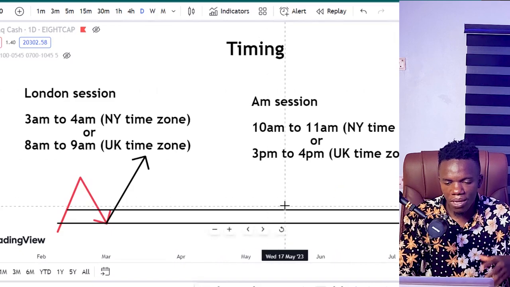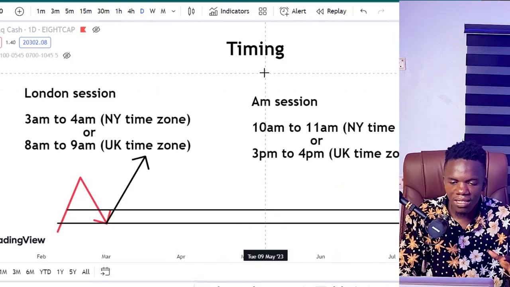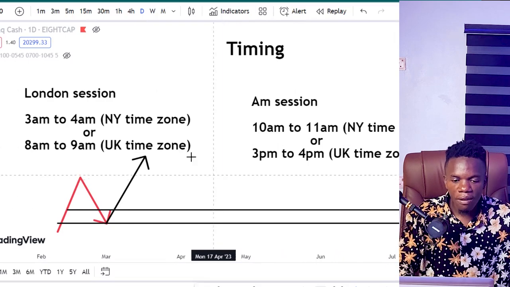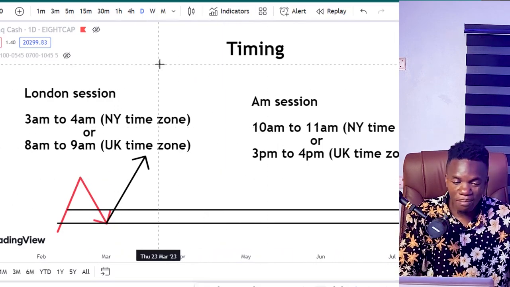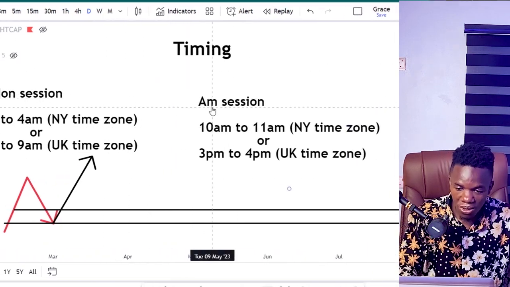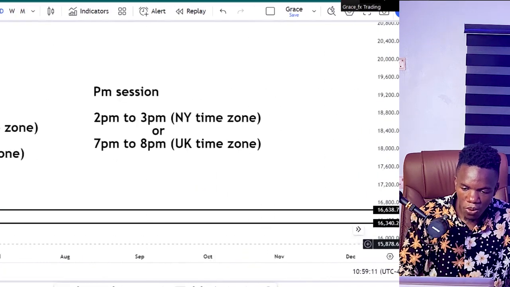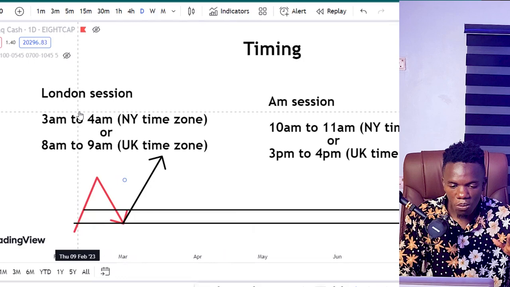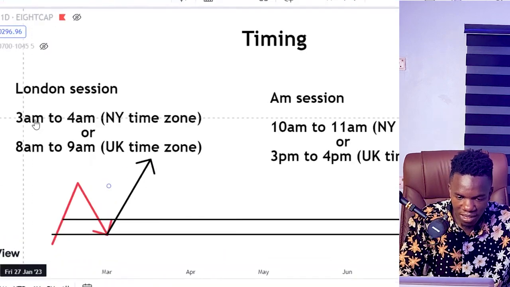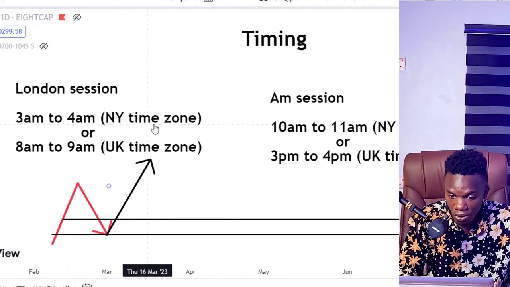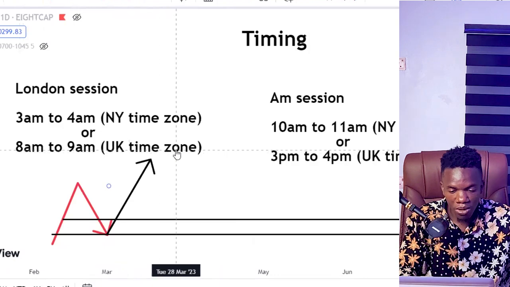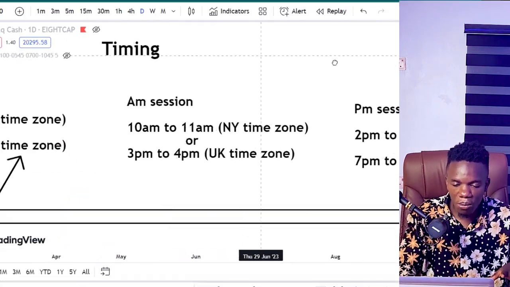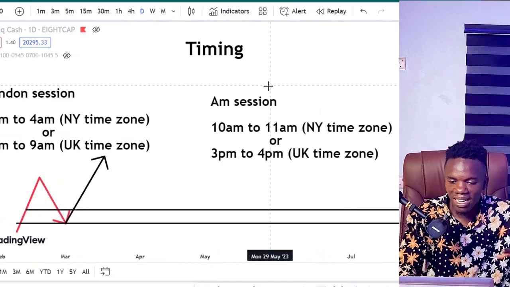Now, when it comes to timing in the ICT silver bullet strategy, this is how the concept works. First of all, we have three main sessions of trading: London session, AM session, and also PM session. If you want to trade the London session, you want to make sure you trade your setup at 3 a.m. to 4 a.m. New York time, or 8 a.m. to 9 a.m. UK time. It's the same time, just a different time zone. All right, so this is the summary of the ICT silver bullet strategy regarding the timing.